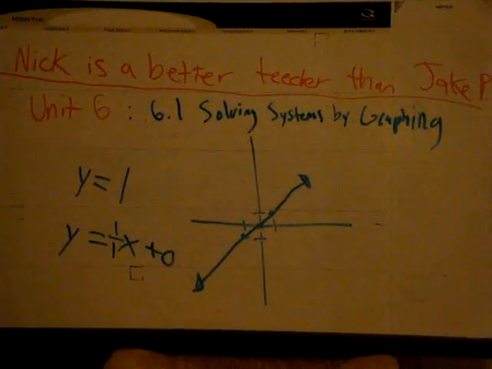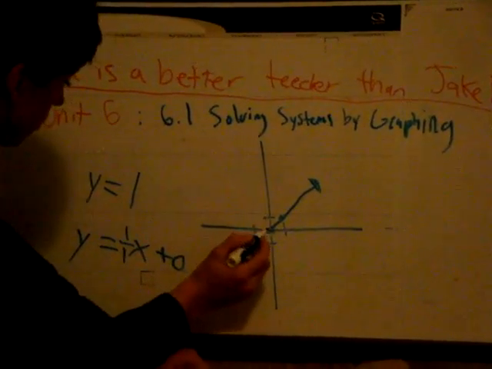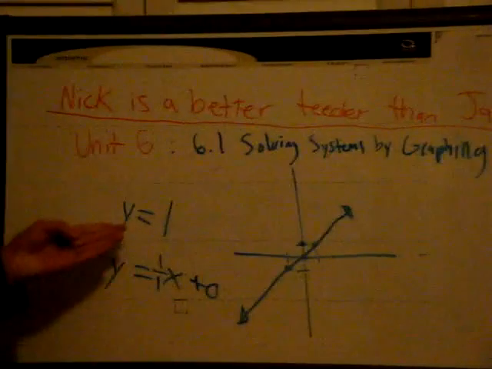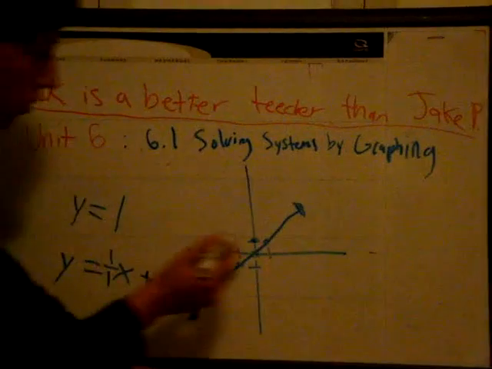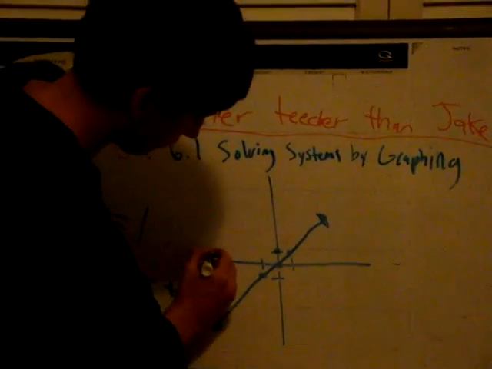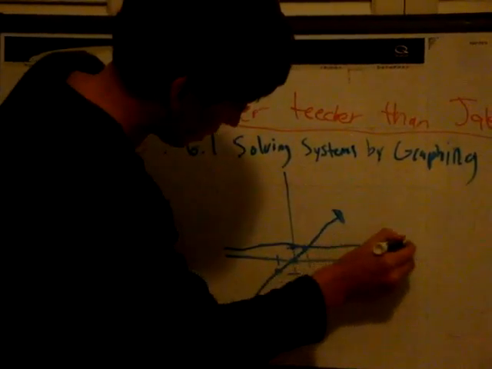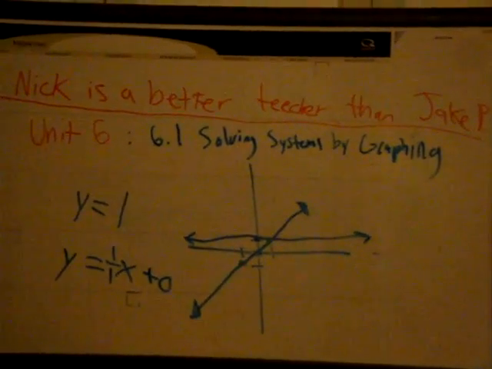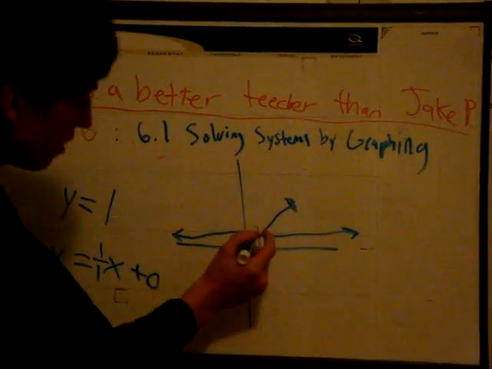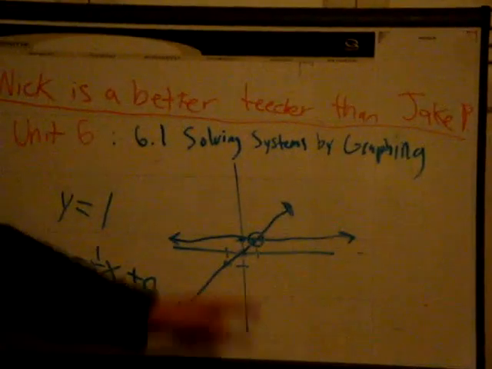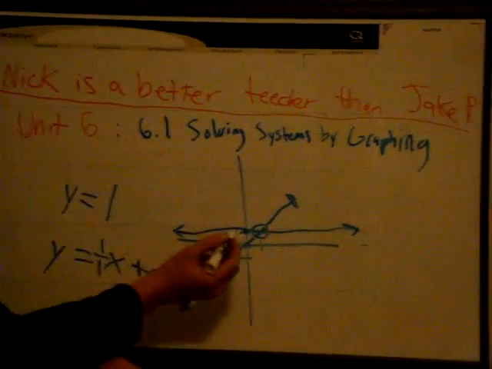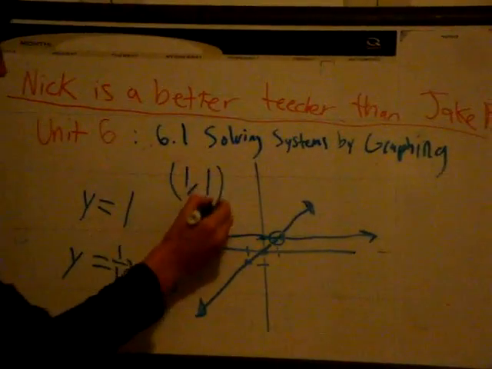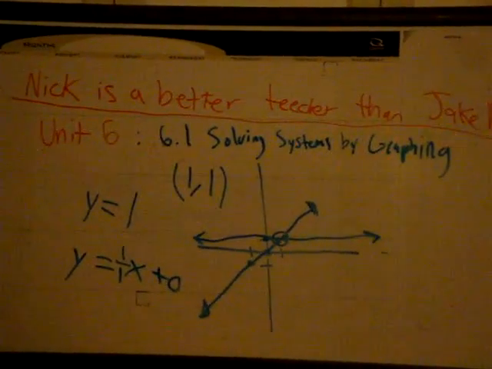And now for y equals 1, the y-intercept will be 1. So you go up, here's our first point. And since there's no x, it's just a horizontal line across the graph. And so to solve these by graphing, you have to find the intersection. The intersection of these lines is right here. That point is 1, 1. So that's the answer to this problem.